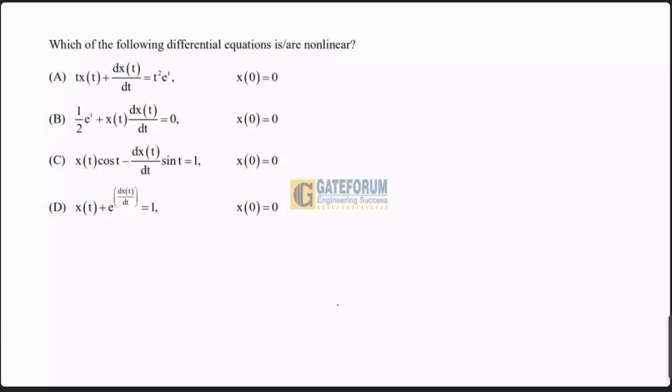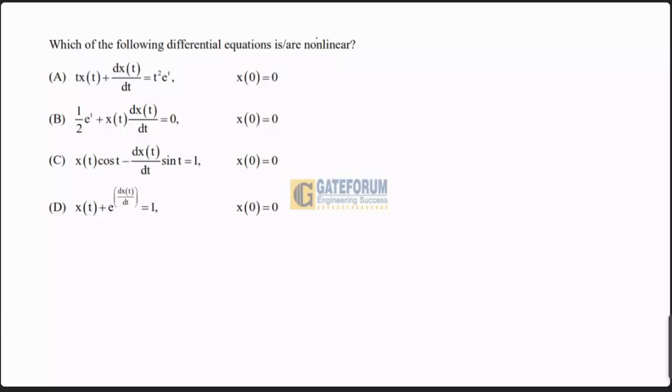The question is, which of the following differential equations is or are non-linear? A. t dx of t by dt plus dx of t by dt is equal to t square e power t, x of 0 is equal to 0. B. Half into e power t plus x of t into dx by dt is equal to 0, x of 0 is equal to 0. C. x of t cos t minus dx by dt sin t is equal to 1, comma x of 0 is equal to 0. D. x of t plus e power dx by dt is equal to 1, comma x of 0 is equal to 0.